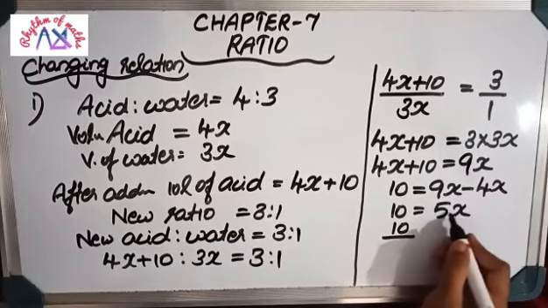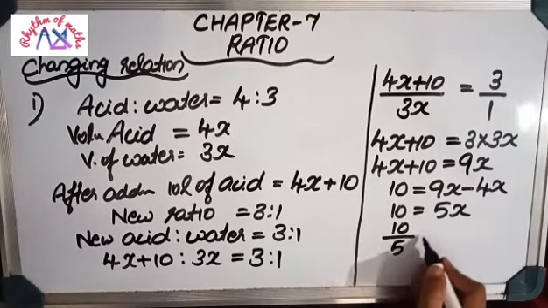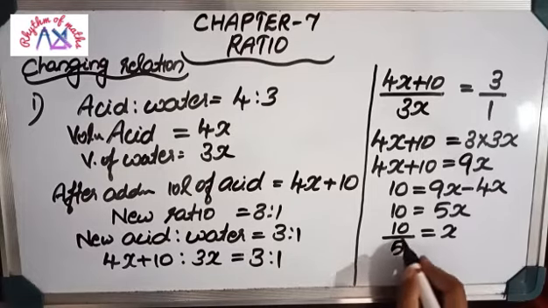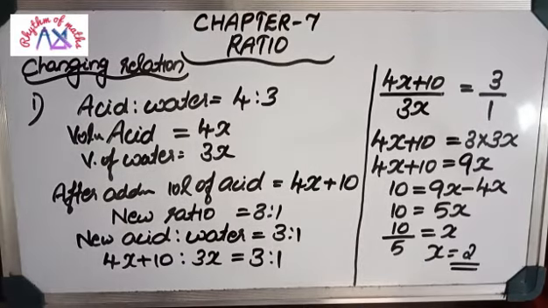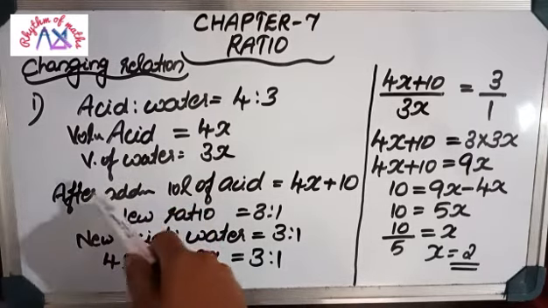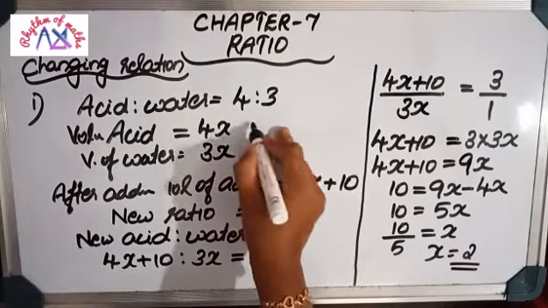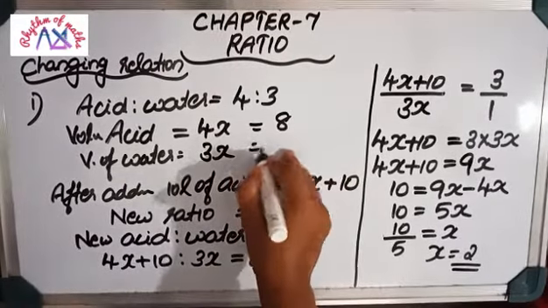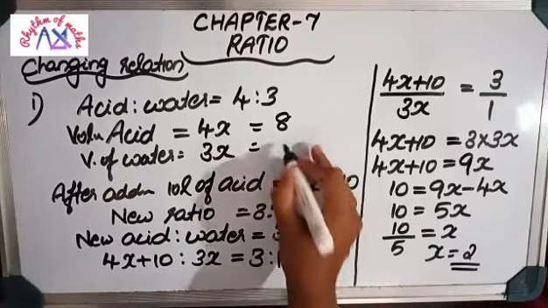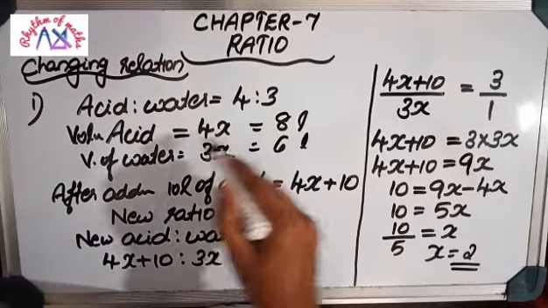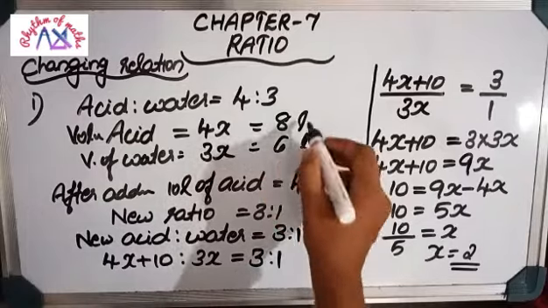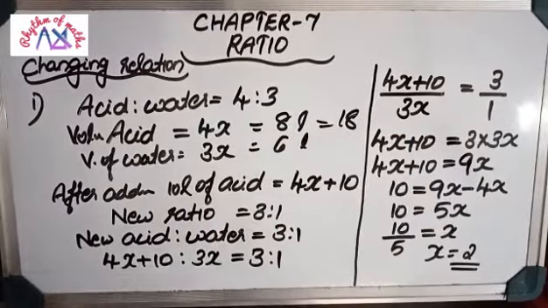Now to find the x value, keep x here and take this 5 to this side. Because it is into 5 here, coming to this side it is by 5. So 10 by 5 equal to x. That is x is equal to 10 by 5, which is 2. So we got x equal to 2. That means the volume of original acid will be 4 into 2, that is 8. Now the volume of original water is 3 into 2, 6 liter. Now after adding 10 liter, already 8 liter of acid were there, so after adding 10 more liter, the answer will be 18 liter. Okay, so this is the first answer.